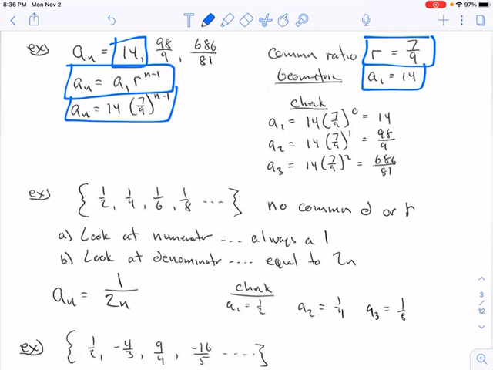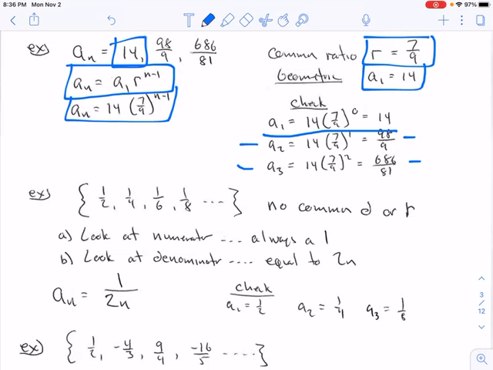We can then find the first few terms of the sequence by letting n be equal to 1. And so we have a sub 1 is 14 times 7/9 to the 0, which is 14. A sub 2 is 14 times 7/9 to the 2 minus 1, or first power, which is 98 over 9. And a sub 3 is 14 times 7/9 to the 3 minus 1, or second power, which is 686 over 81.